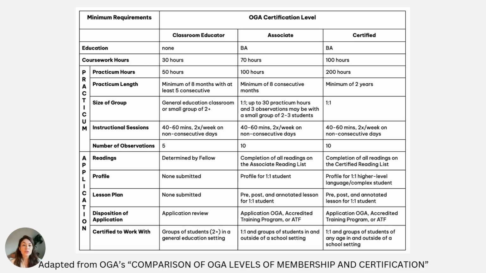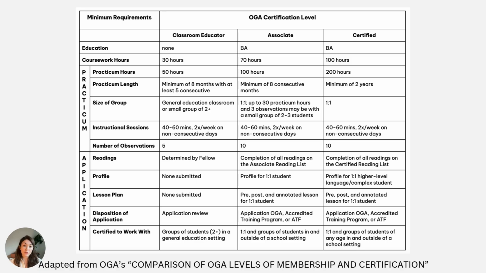So the coursework at the certified level is 100 hours. The practicum is 200 hours, and the practicum is extended over a minimum of 2 years. So it is definitely a lengthier process. It is geared towards, again, working with students one-on-one. There is an accommodation for if you work with students in a group too, to potentially use some of that work for your certified practicum.